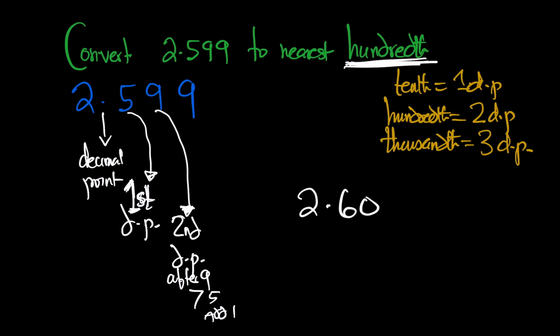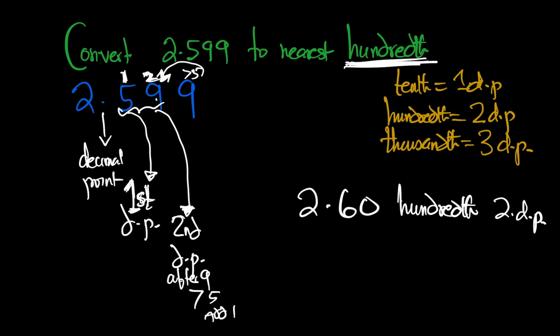Why is it 2.60? Because this is our first decimal place, and this is our second decimal place. This is the tenth, and this is the hundredth. But the number after the hundredth is greater than 5. So we add 1 to this 9 here. Now, this whole number here is 2.59. If you add 1 to it, it will make the whole thing 2.60. And that gives us the answer to the nearest hundredth, or two decimal places.